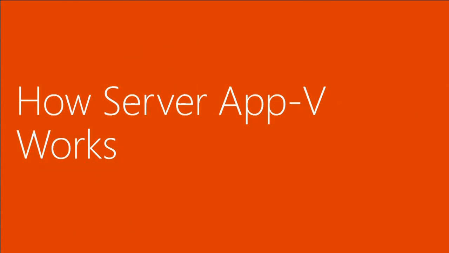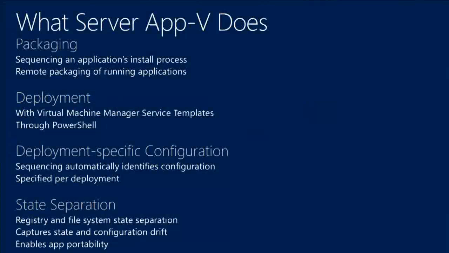And so I'll take a little bit of time to talk about how Server App-V actually works. So there's a number of main areas that you need to think about when thinking about Server App-V. Number one is the concept of packaging. And this is the act of taking an application and getting that application into a virtual application package. And there's two different ways to do that with Server App-V. Number one, there's the conventional, what we call the sequencing process. And for anybody who's familiar with desktop App-V, you're probably already familiar with what sequencing means.